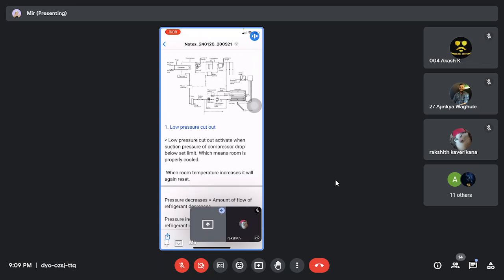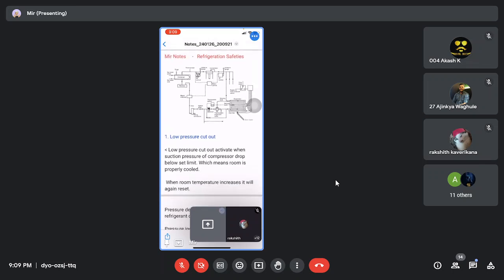When low pressure cutout happens, when the compressor pressure drops below the set limit, it means the room is completely cooled. When the room is completely cooled, the pressure drops, and it will reset again. We do not need to reset manually, it will reset automatically. You can hear the sound of a compressor at your home also: the cutout, low pressure cutout, and again reset.